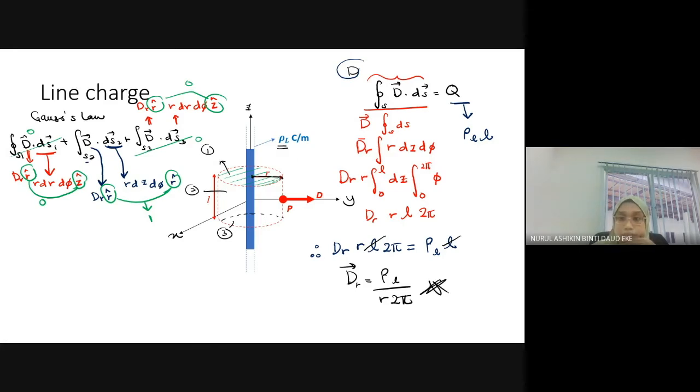Alright, so I hope this is very clear. The Q here is Q enclosed. What does that mean? Q inside this particular cylinder. Since the one that we determine is only on the surface number 2, the charge contained here will be rho L. And don't forget that since this is a vector, I forgot to write the direction, so the direction is in the a r direction. Okay, so this is for line charge.